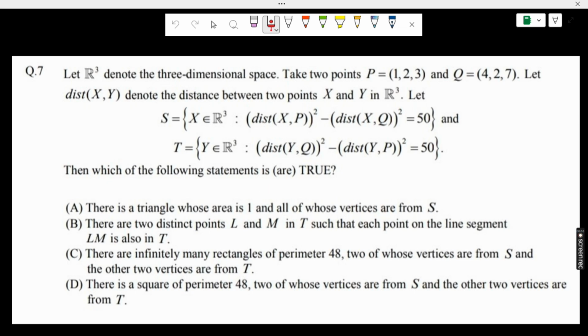Option A: there is a triangle whose area is 1 and all of whose vertices are from S. Option B: there are two distinct points L and M in T such that each point on the line segment LM is also in T. Option C: there are infinitely many rectangles of perimeter 48, two of whose vertices are from S and the other two vertices are from T. Option D: there is a square of perimeter 48, two of whose vertices are from S and the other two vertices are from T.